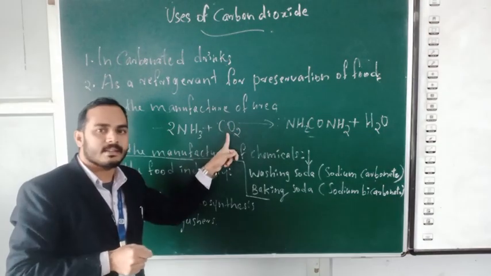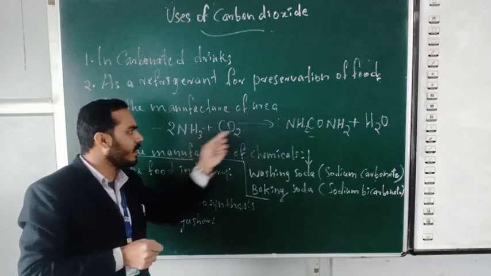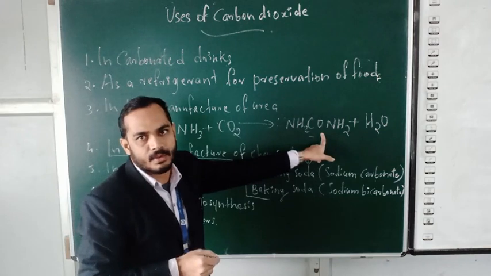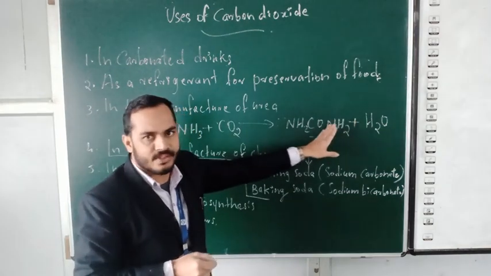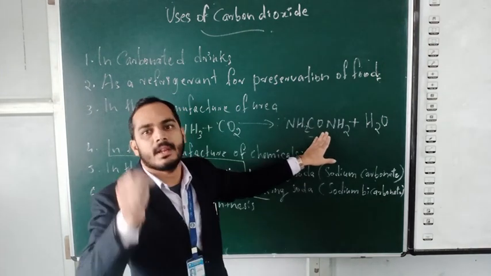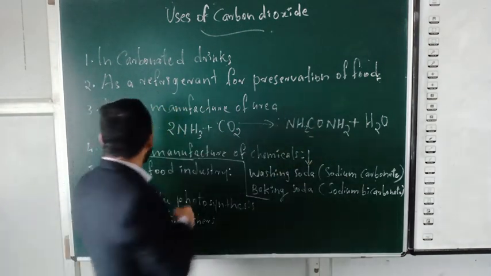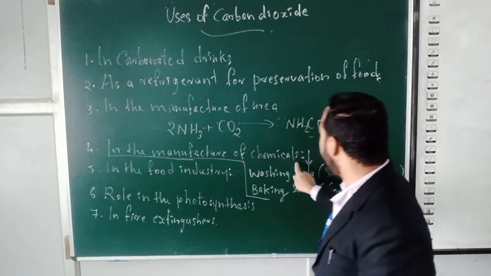Carbon dioxide reacts with ammonia to form urea, and one more product, water, is formed. So for the manufacturing of urea, carbon dioxide is very compulsory. Okay. And the next one, in the manufacturing of chemicals.